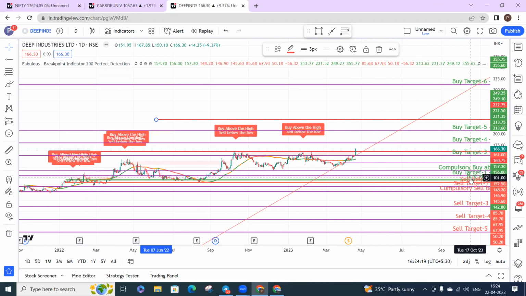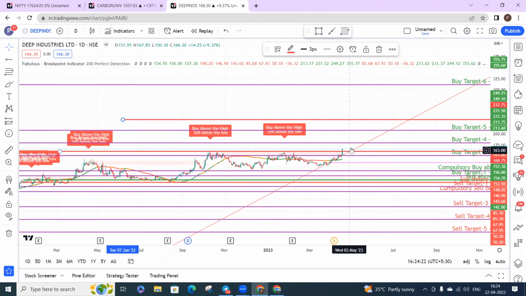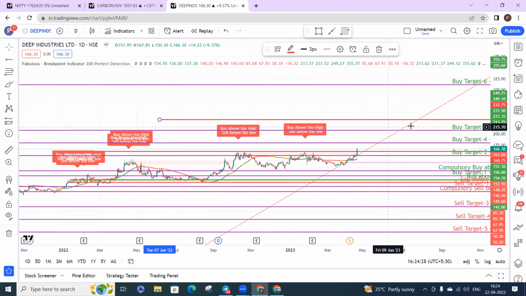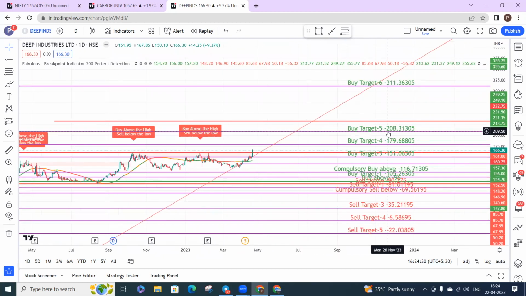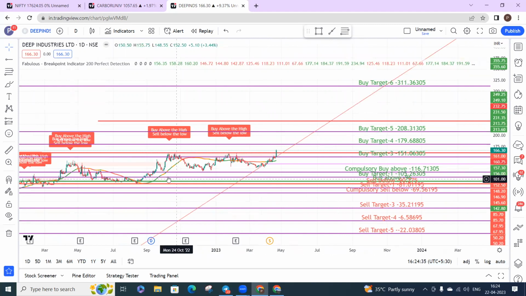Yes, it is a right entry. It is giving buy above. My target 3 is here, my target 4 is here, my target 5 is here. So I can expect at least a target 5 of 208. So this is a good share for buying. All the possibilities are on the long side. You see here the trend is on the lower side.